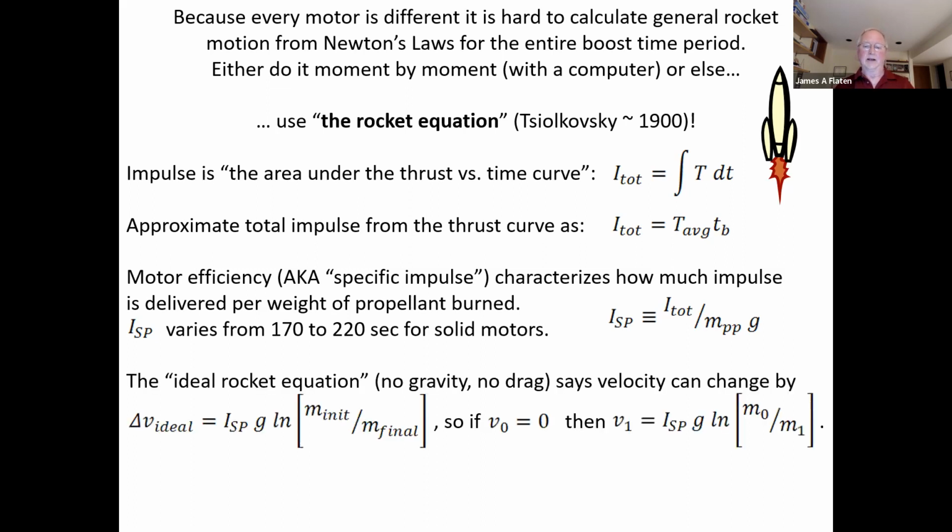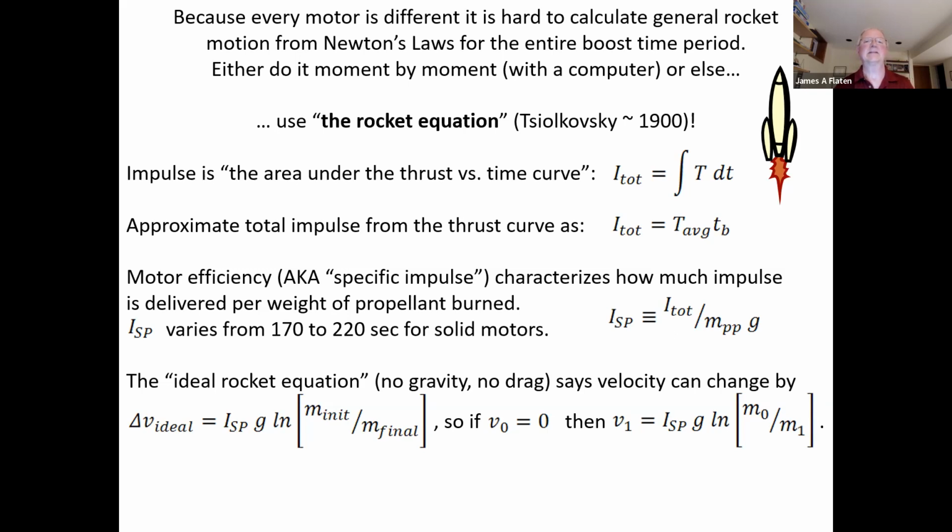Okay, so here is the rocket equation. The rocket equation says you can change your velocity, ideally, as much as Isp times g times the natural logarithm of your initial mass over your final mass. And if you happen to start from 0, then the change in velocity will just be the final velocity. So in this case, the final velocity is Isp times g, the gravitational constant, times the natural logarithm of m0, that was the fully loaded rocket, divided by m1, that was the rocket after its fuel had been burned out.